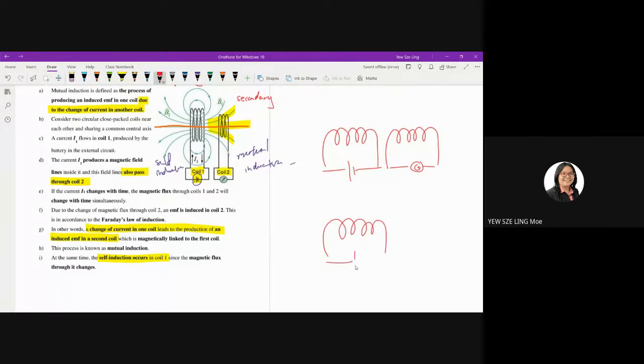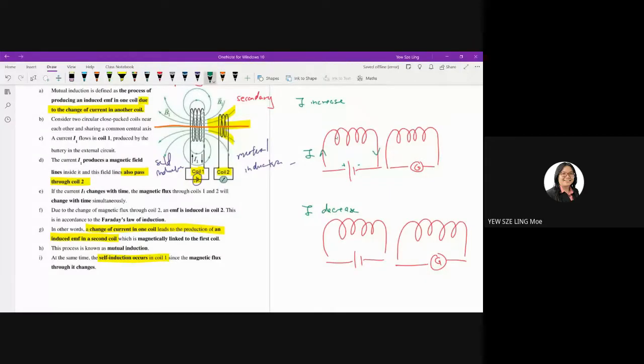So again, I have it right here, and this is the second coil. So primary coil and the secondary coil. This one, the first one, what am I going to look at? I'm going to look at what happens when I increase first.